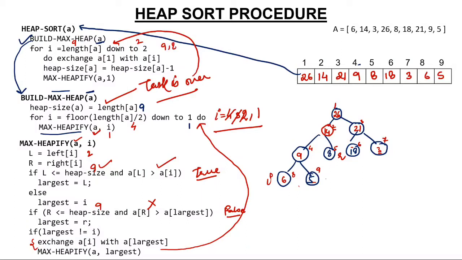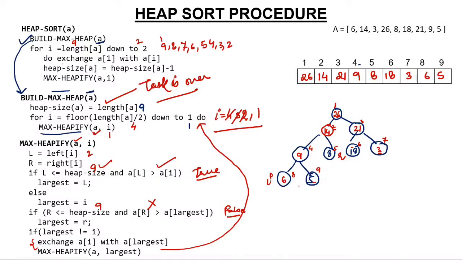9, 8, 7, 6, 5, 4, 3, 2. So these will be the accepted values of I. So first I will start from 9.